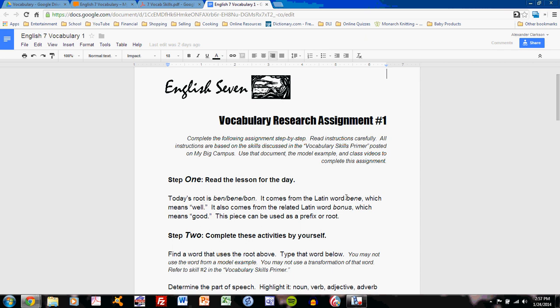This root comes from the Latin word bene, which means well. It also comes from the Latin word bonus, which means good. These two words and the roots that they generate are related. This can be used as a prefix or a root. That's your lesson for the day. As you look at it, you may recognize it in certain words that you know.